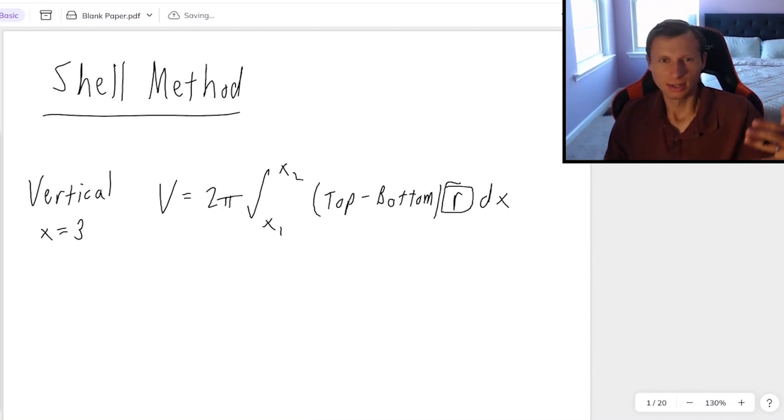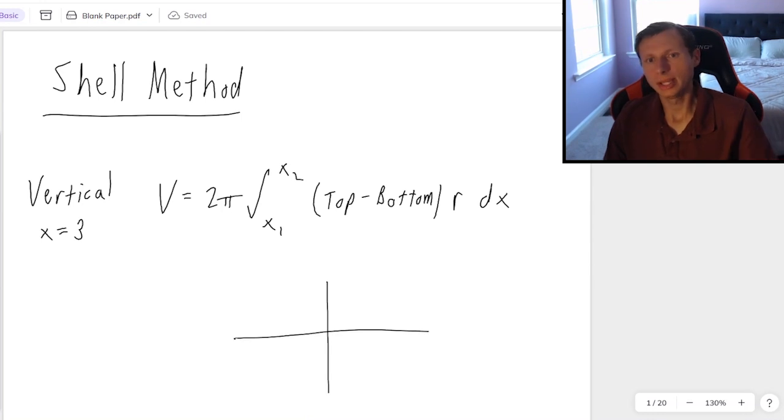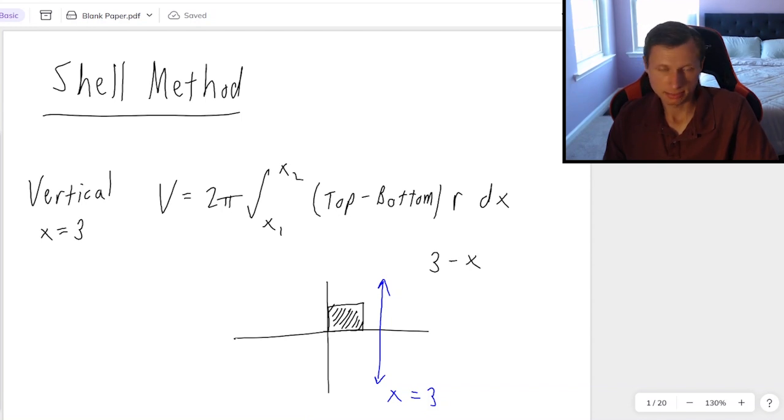And I know what you're thinking. What is the radius? So I'll tell you. In general, the radius is going to be the right minus the left, or the top minus the bottom. And I am referring to the axis of rotation. So if, for instance, my axis of rotation is x equals 3 over here, and let me just quickly make up an area. Let's say it's this rectangle shape right here. Whenever the axis of rotation is on the right of the area, then r is going to be that number minus x. So that would be r equals 3 minus x, for this scenario.